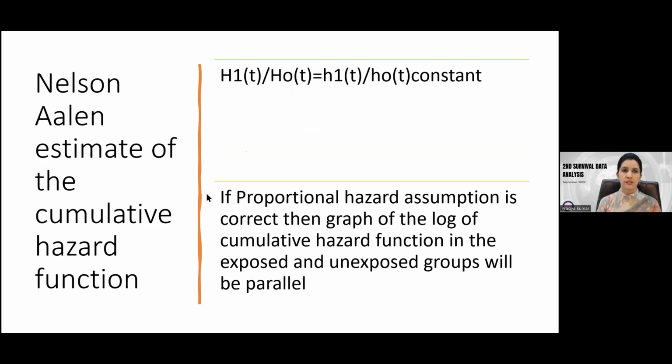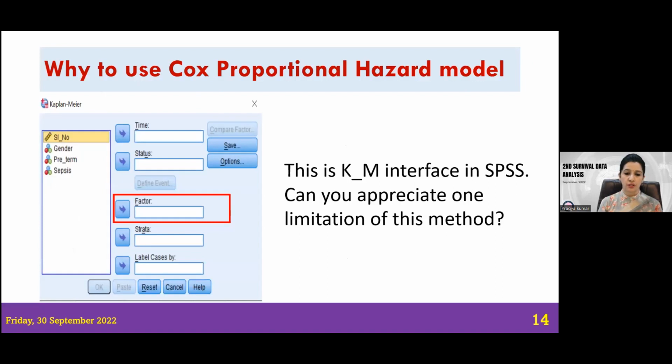So now this is also known as the Nelson-Aalen estimate of the cumulative hazard function. So if this is again the same, that H1 at time t and the ratio of H1 and H0 at a different time is a constant, and if the proportional hazard assumption is correct, then the graph of the log of cumulative hazard function in the exposed and unexposed group will be parallel. How we can do that, we'll be seeing shortly.